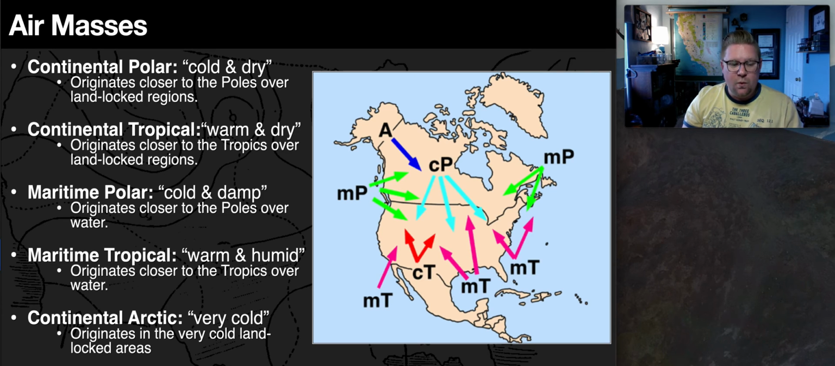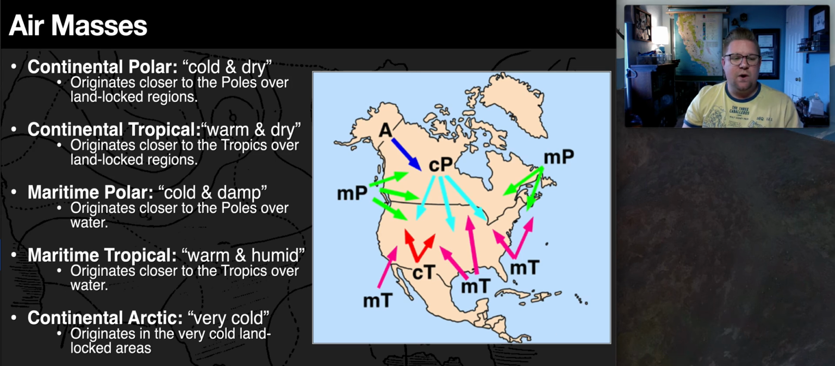So when you start seeing these different letters that are positioned here on this map of North America, can you figure out which air mass is which? So what would be the CT? What would be the MT? What would be an MP?